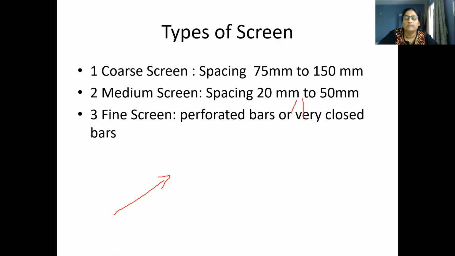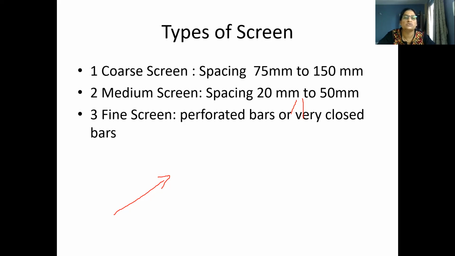As per requirement, we can arrange a set of three screens in a series, or one screening unit is sufficient for the removal of larger size particles. So as per need, we can decide. Okay, understood? These are the types of screen. Types of screen are categorized as per the spacing between two bars.